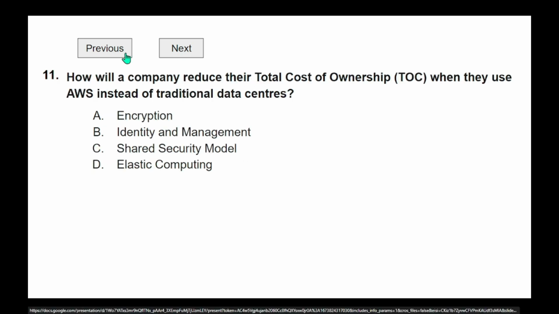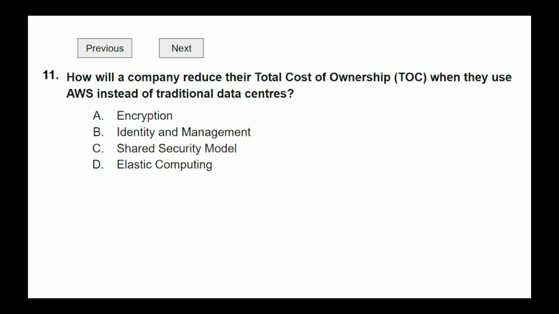Question 11. How will a company reduce their total cost of ownership, TCO, when they use AWS instead of traditional data centers? Option A, encryption. Option B, identity and access management. Option C, shared security model. Option D, elastic computing. So definitely, if it's TCO, then it's elastic computing.